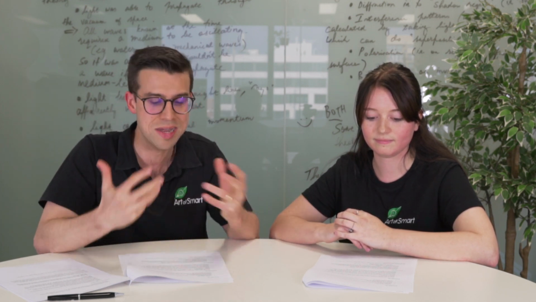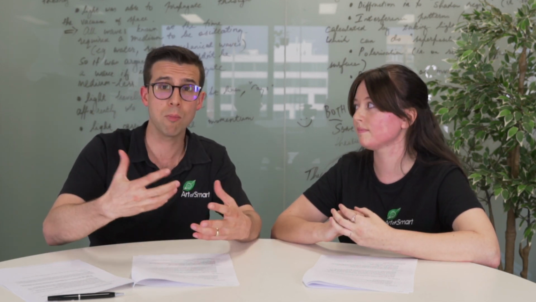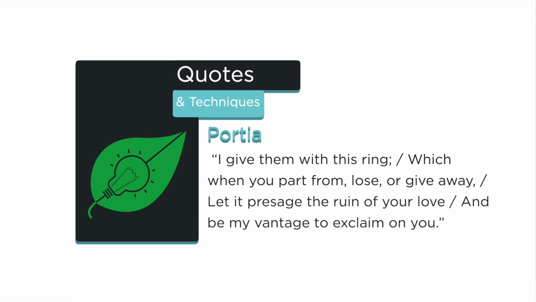Let's look at this with another example. In this example, we've got Portia, who is speaking in reference to her house and her servants and herself, and she's saying, "I give them with this ring, which when you part from, lose or give away, let it presage the ruin of your love, and be my vantage to exclaim on you." I'm probably mispronouncing that, that's the fun of Shakespeare. Now, first of all, what on earth is Portia saying here?